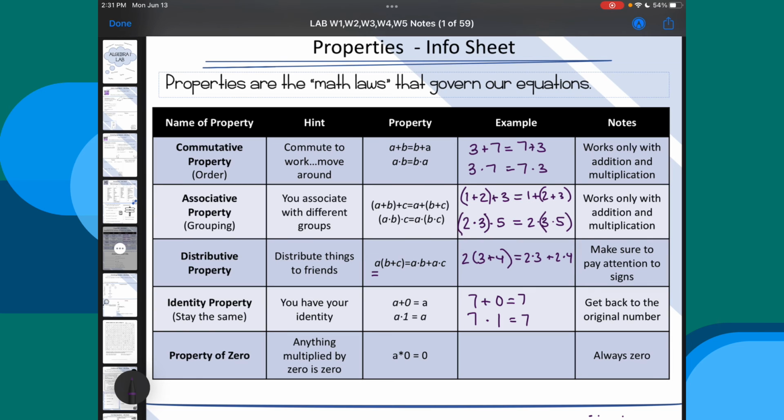And the last property we have is the property of 0. Anything that we multiply by 0 is equal to 0. So 4 times 0 would still be 0. Those are your properties of algebra that work with our equations.